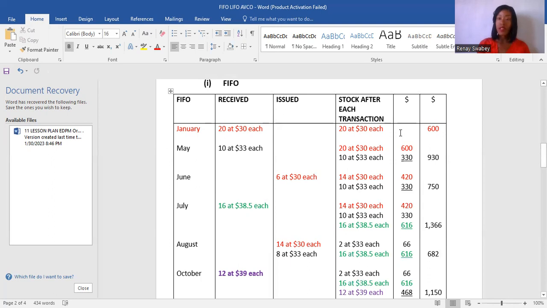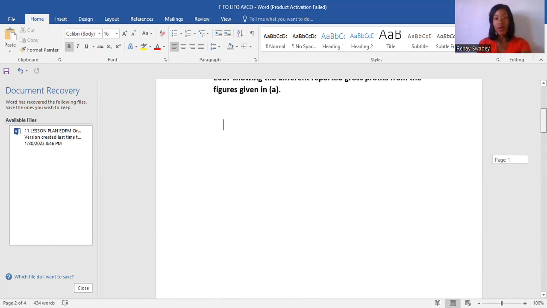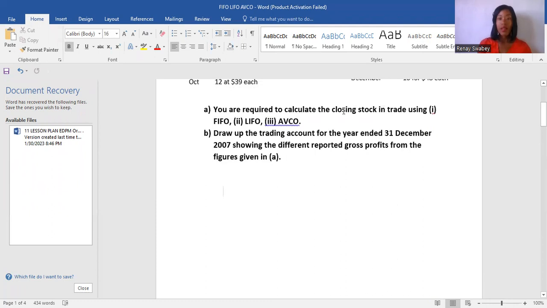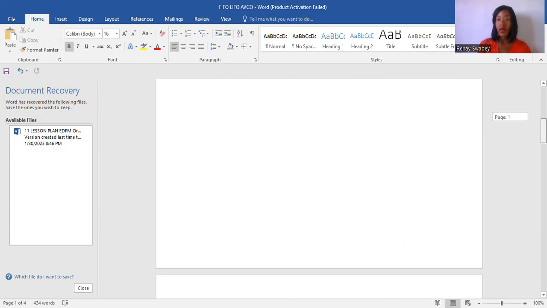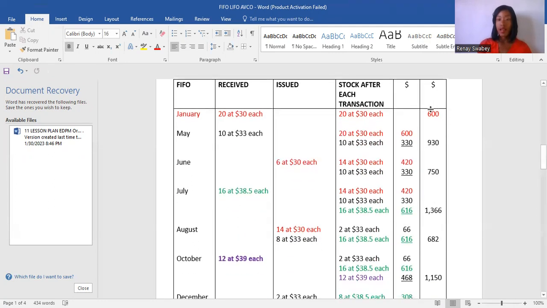Because we're not making an adjustment again, we put the final closing stock under $number 2. And the question here would have said that we should calculate the closing stock in trade. So that is why our second $ is our closing stock column, adjustment column, and closing stock column.